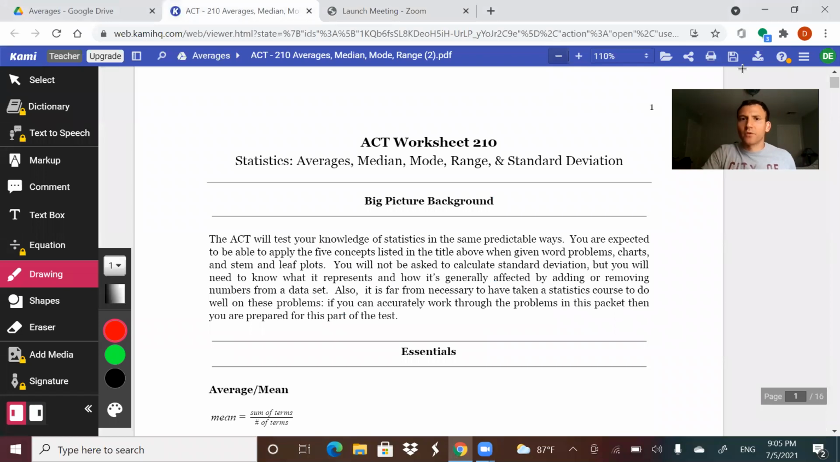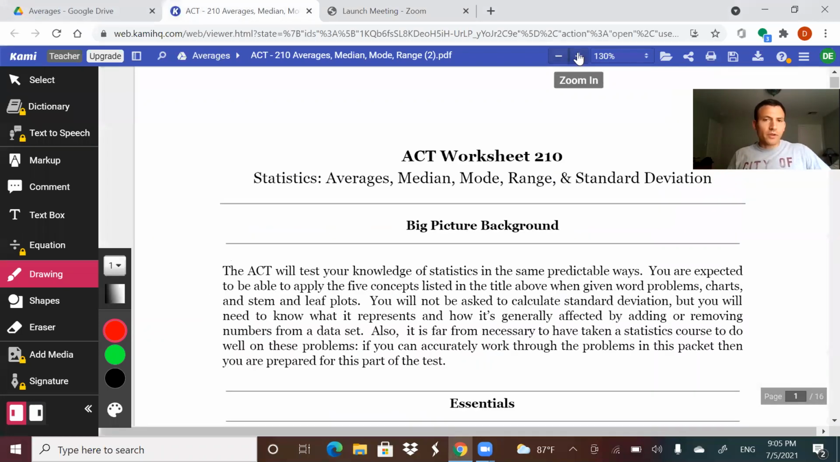All right, welcome. We're looking at ACT Worksheet 210. We'll look at what's probably already very familiar, which is averages, median, mode, and range. But we'll look specifically at how the ACT can present these in various situations and a best approach to take towards these problems.